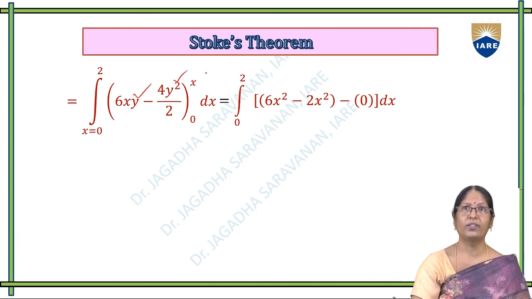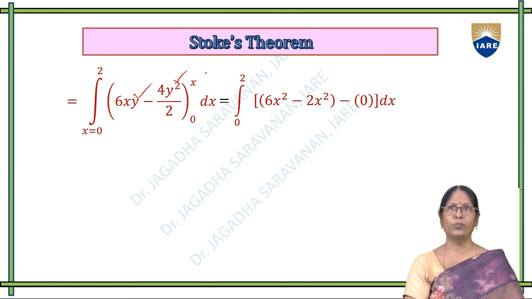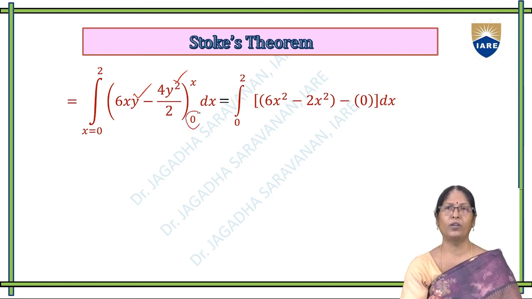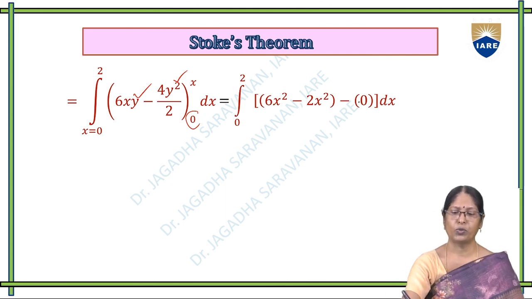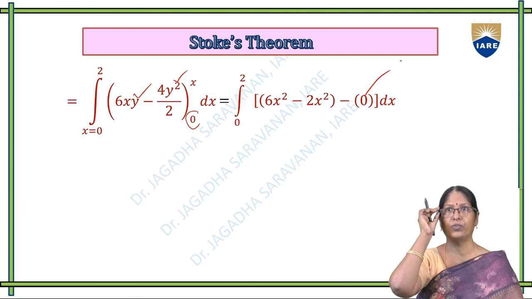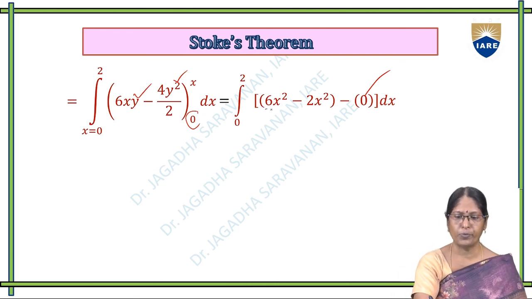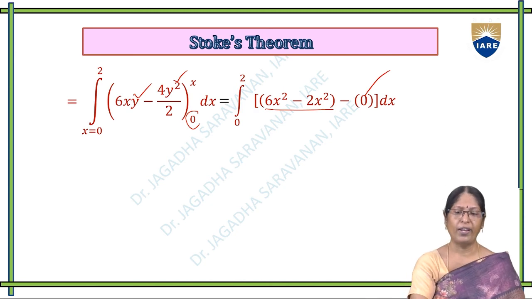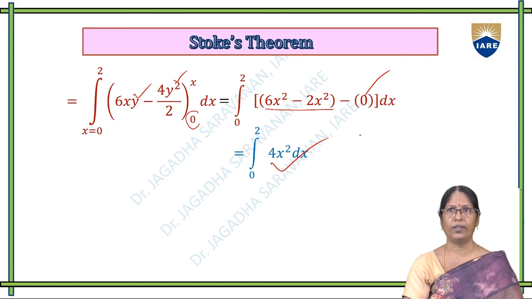So where I am putting the tick, the y terms are there. If you substitute the lower limit completely, the term vanishes and the value is 0. The upper limit substitution is completed. So the interior integration with respect to y, including substituting the limit values, is over. Finally, we got the result 4x square dx.